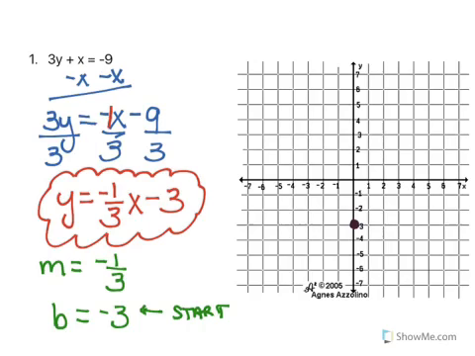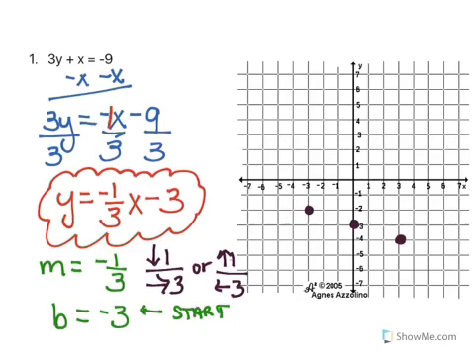Then from there, since it's a negative slope, we can either go down 1 and to the right 3, or we can go up 1 and to the left 3. Because in a negative slope, you can only go a negative direction at one time.